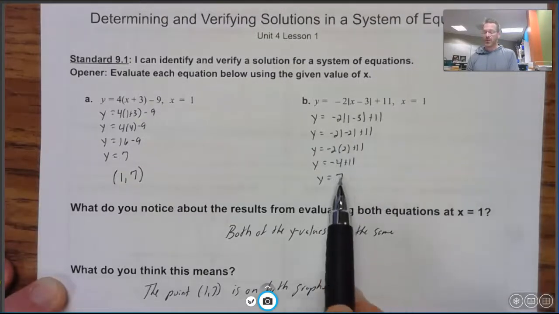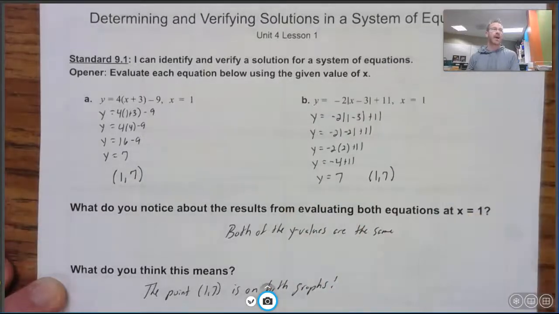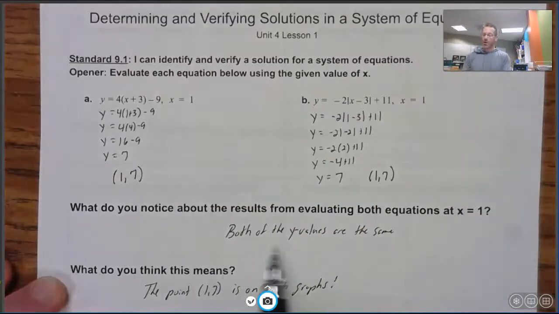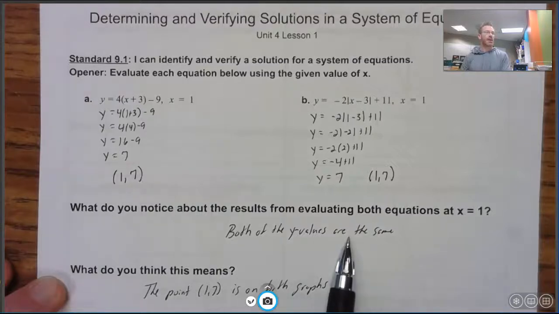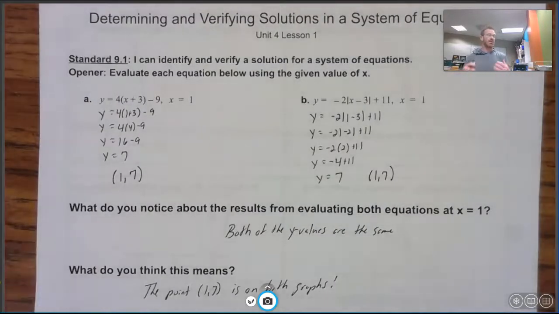Now, if you go back and correct it, you also get y equals 7, which means that the point (1, 7) is also on the graph of this absolute value equation. So both of those y values are the same. And so what does that mean? It means that the point (1, 7) is in fact on both graphs. And so what does that mean when we talk about a system of equations? Well, if we were to graph both of these equations, they would intersect at (1, 7). And that's what a solution is.